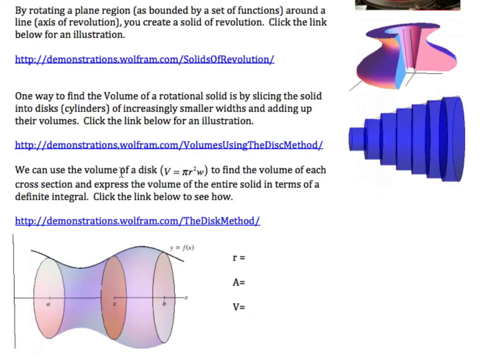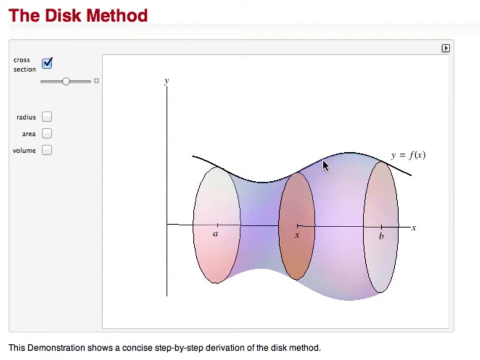Okay, so we can use the volume of a disk, which is pi r squared times the width or the height of the disk, to find the volume of each cross-section and express the volume of the entire solid in terms of a definite integral. So let's take a look at this link to see how we're going to do this. Okay, so here you can see our function, and then you can see the solid that's generated by revolving this around the x-axis.